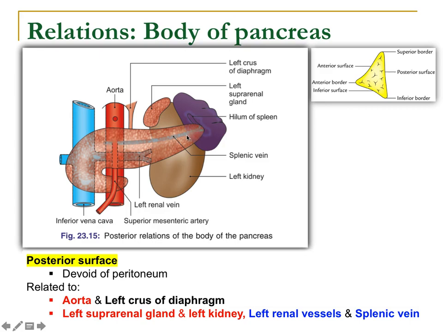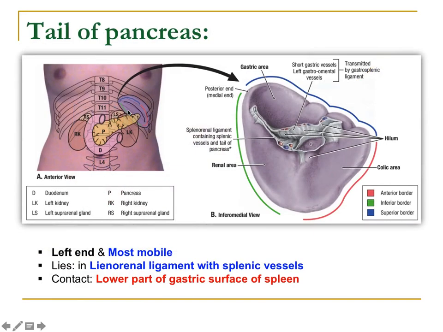You can also see the splenic vein draining into the IVC. So you can see it. That is also the splenic vein. It is also coming in relation to the body of the pancreas.